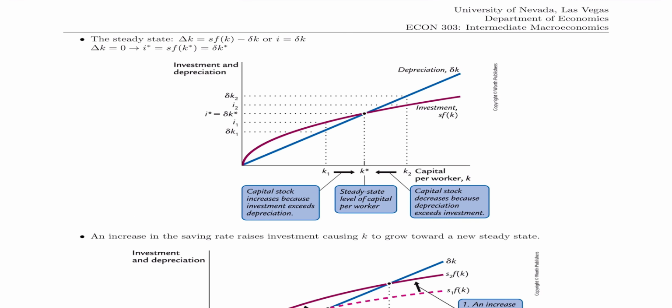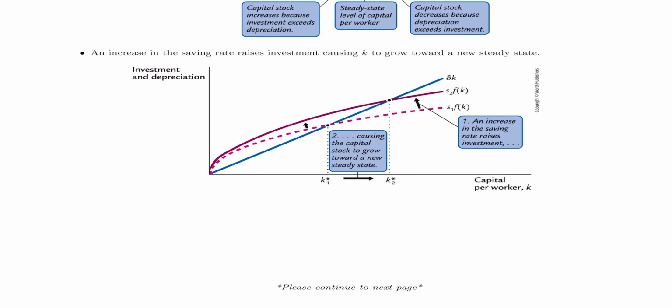In a steady state, capital per worker does not change, so delta lowercase k equals 0. Then lowercase s times a function of lowercase k star equals delta times lowercase k star. Increasing the saving rate raises investment, which increases lowercase k and lowercase y until a new steady state is reached.